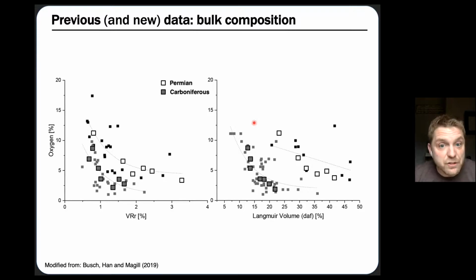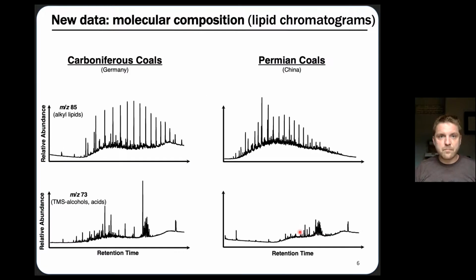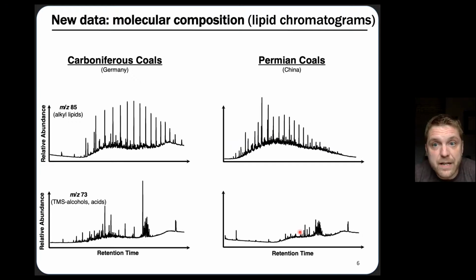Although today we'll be talking mostly about molecular signatures, in a bulk data sense, we can see that the samples we're looking at follow very well along the data published by Bush, Hahn, and Magill in 2019, where we see that the percent oxygen functional groups shows a decreasing trend with increased vitrinite reflectance and therefore rank or maturity. In a similar sense, when we compare the percent oxygen to our Langmuir volume, this is going to be the space available in our coal for gas absorption, we see that lower amounts of percent oxygen seem to show an increased amount of Langmuir volume, leading to the idea that perhaps the loss of some of these functional groups is opening up space.